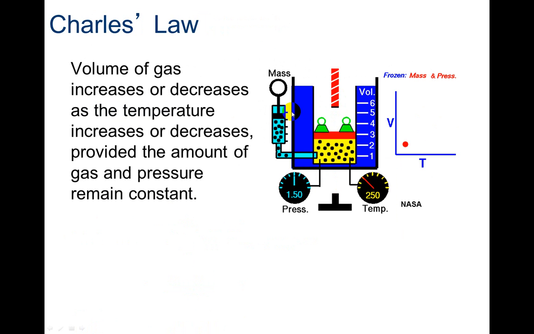Okay, so Charles' law. Now, as you can tell here in the picture, we're increasing the temperature. We add a fire to it, we increase the temperature, and because I'm increasing the temperature, my volume is going to increase. Notice I'm not doing anything with pressure. Pressure staying the same. So, as it says here, volume of gas increases or decreases as the temperature increases or decreases. So it is directly proportionate.